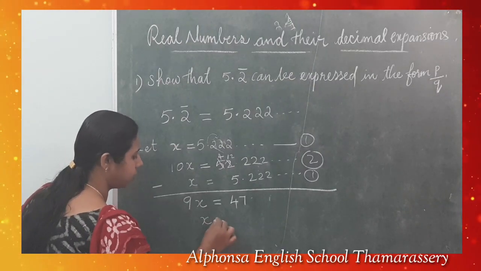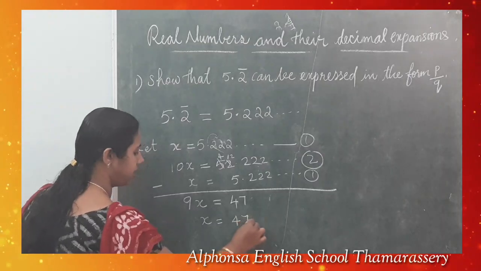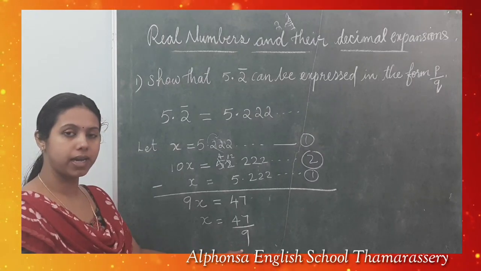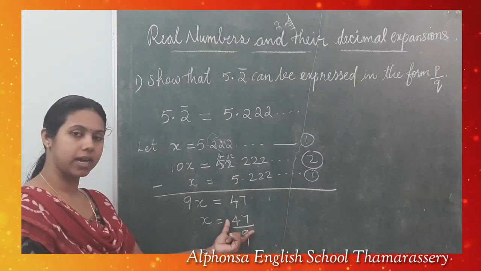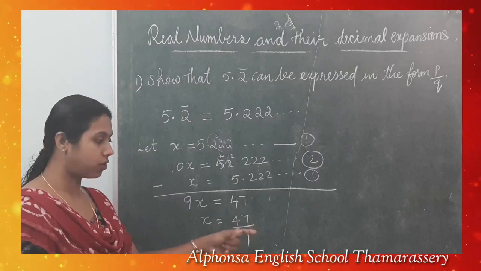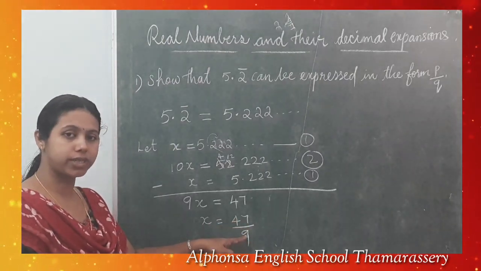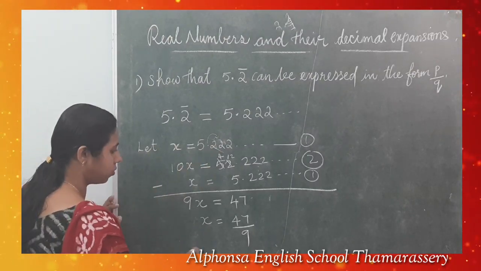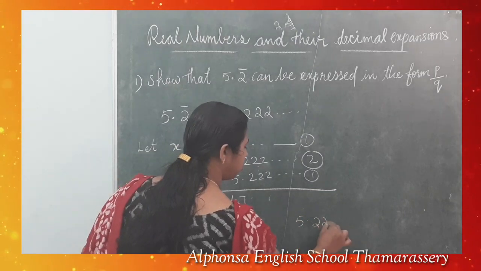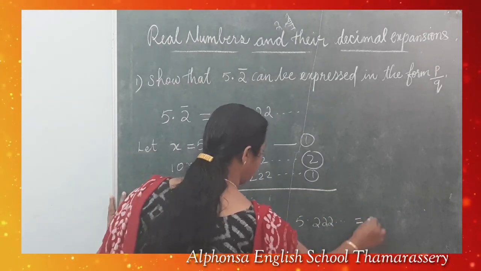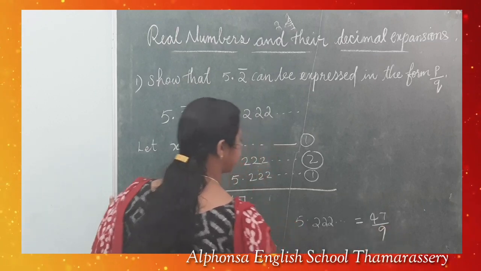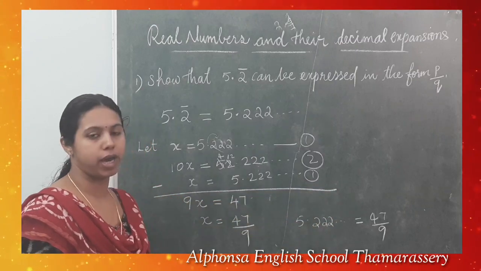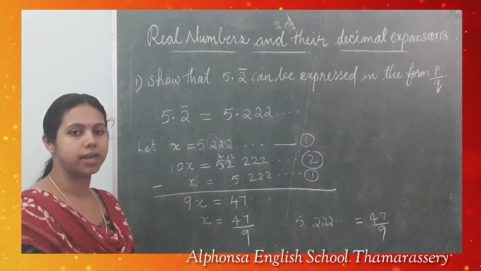So x is equal to 47 divided by 9. It is in the form of p by q, where p and q are integers and q not equal to 0. So what is x? 5.222 etc. is equal to 47 by 9. So we are able to express 5.2 bar in the form of p by q. So it is a rational number.